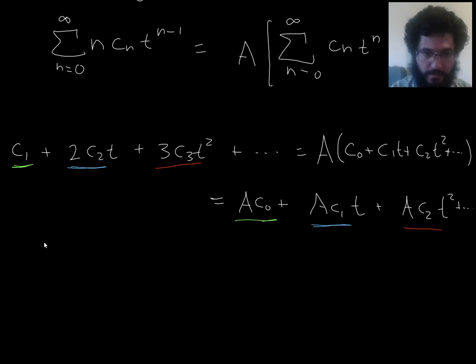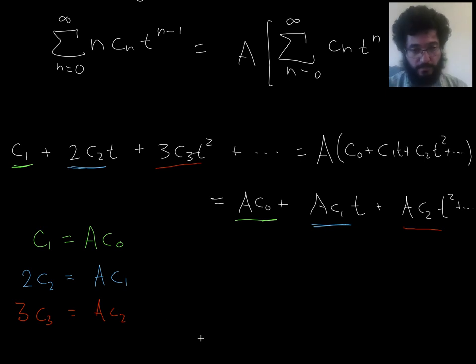So you see I'm getting this demand on the coefficients in order to have a solution. 3c3 is ac2. And this is kind of telling me what the coefficients have to be in terms of earlier coefficients, right? Like the first one tells me what c1 must be if I knew c0. The next one tells me c2 if I knew c1. So let me just write them like this.